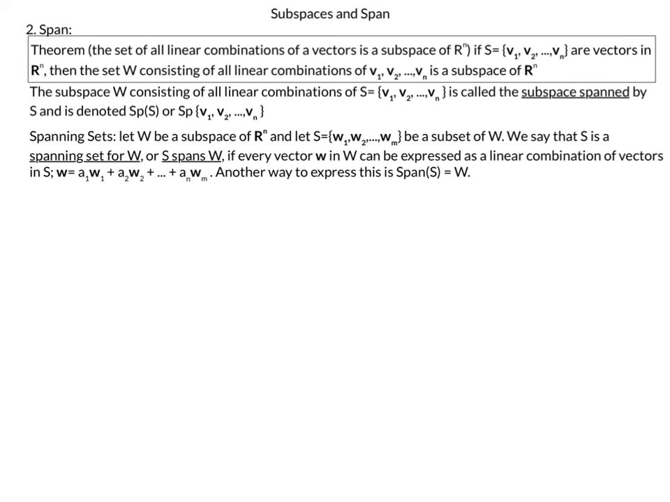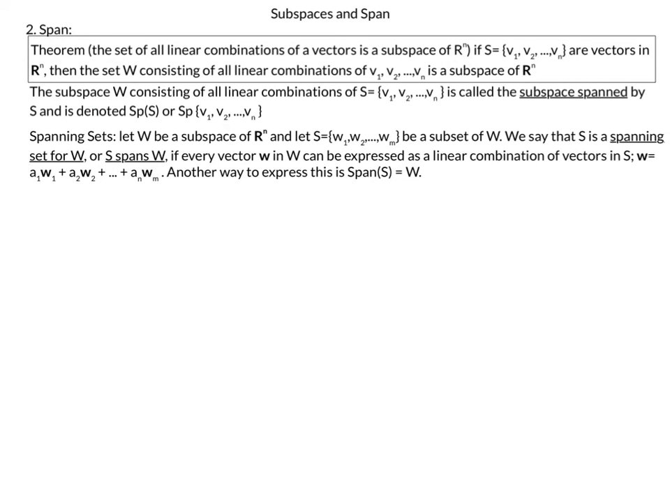One more piece of terminology for you is the idea of a spanning set. So if you have a subspace W of Rn, and S is a set of vectors, a subset of W, we say that S is a spanning set for W, or S spans W, if every vector in W can be expressed as a linear combination of S.